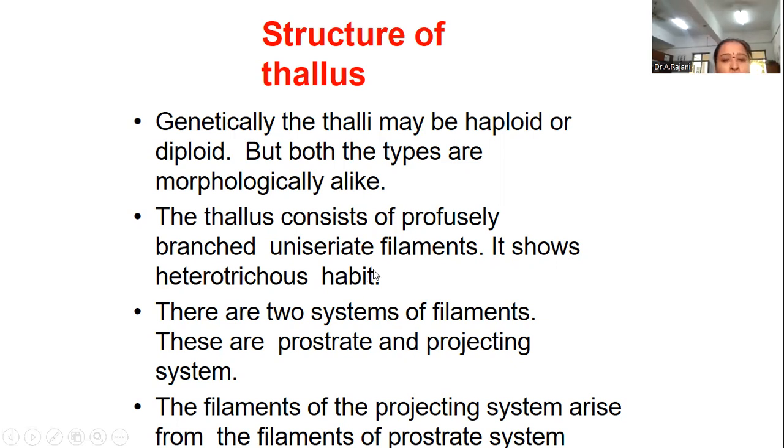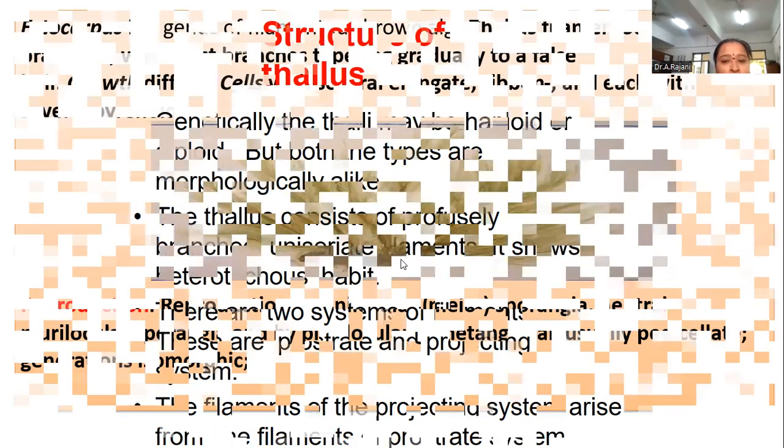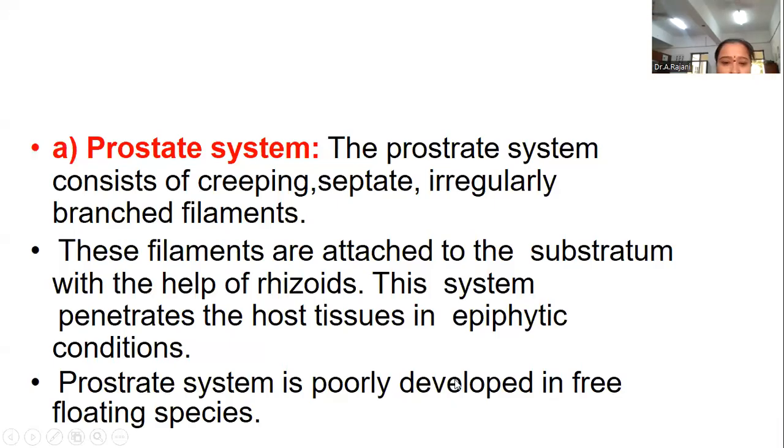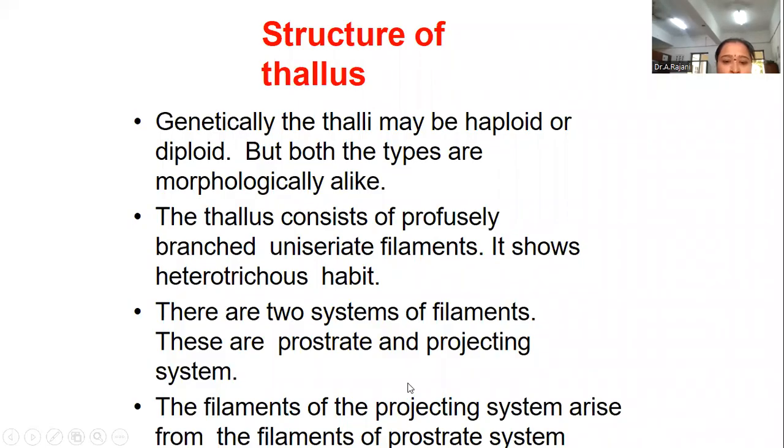The main one is the prostrate system, and the other is the projecting system. So there are two systems of filaments. The first is the prostrate system, and the second is the projecting system, whose filaments arise from the prostrate system. Prostrate system means the creeping system. Projecting system means the erect system.